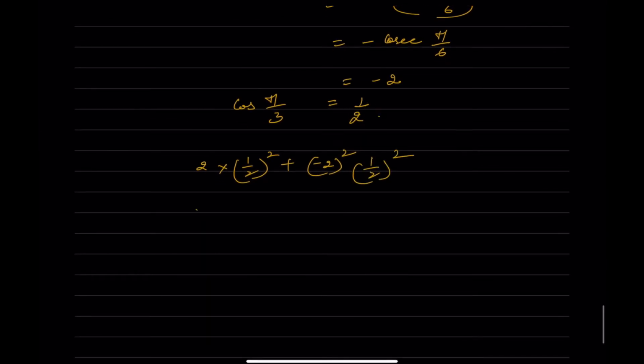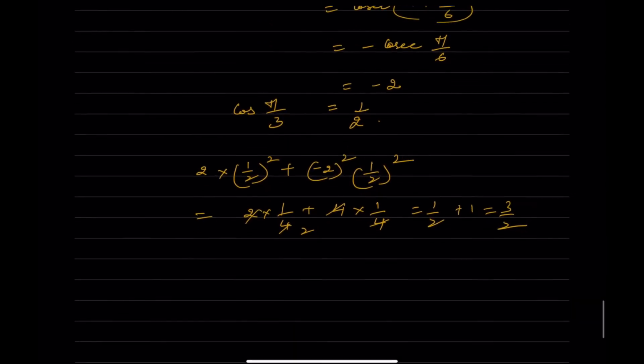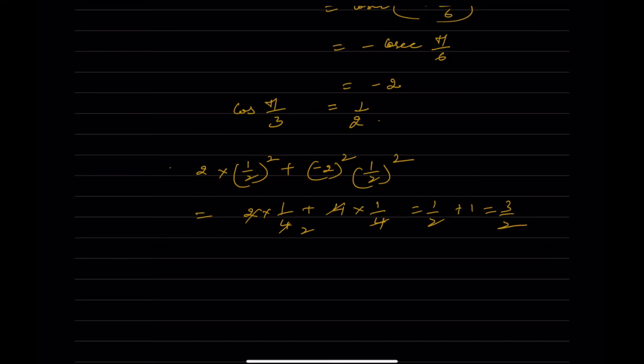So which is equal to 2 into 1 by 4 plus 4 into 1 by 4. So 4 will get cancelled here, and 2 and here 2. So it is equal to half plus 1, which is equal to 3 by 2. So this is the answer which we got for this, which is equal to RHS. So we can write that this is equal to RHS. So LHS is equal to RHS.